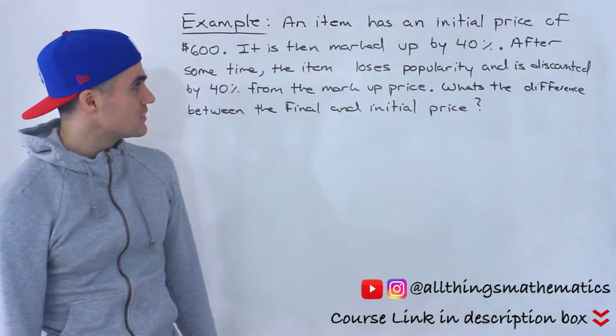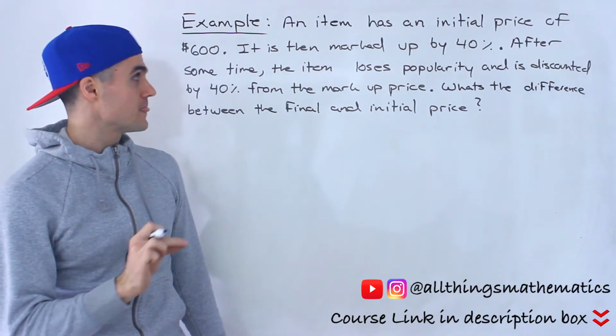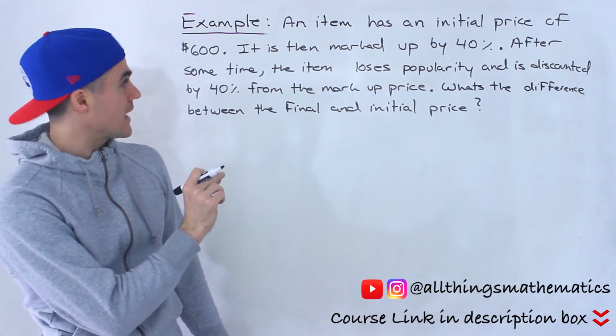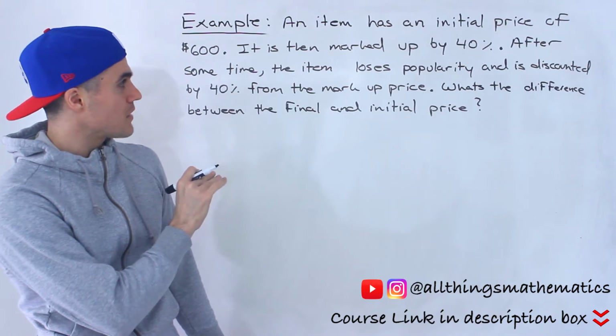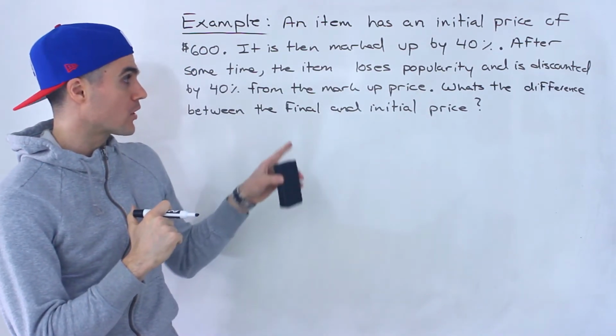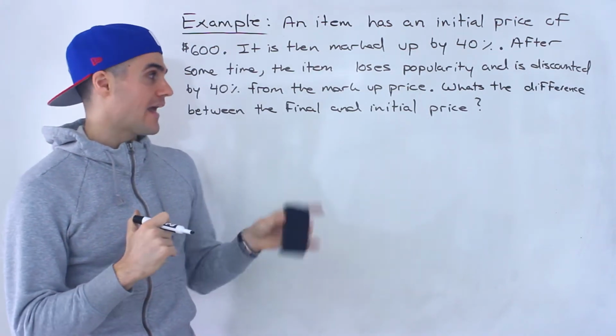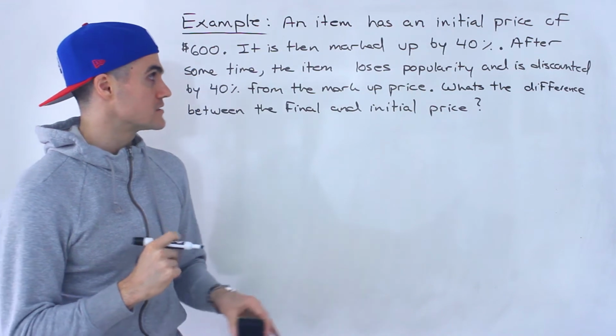Patrick here, moving on to the next question. So an item has an initial price of $600. It is then marked up by 40%. After some time, the item loses popularity and is discounted by 40% from the markup price. What's the difference between the final and initial price?